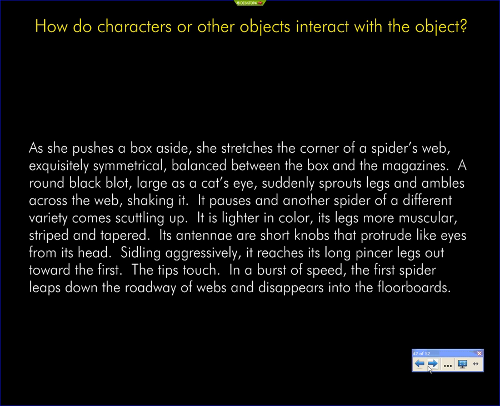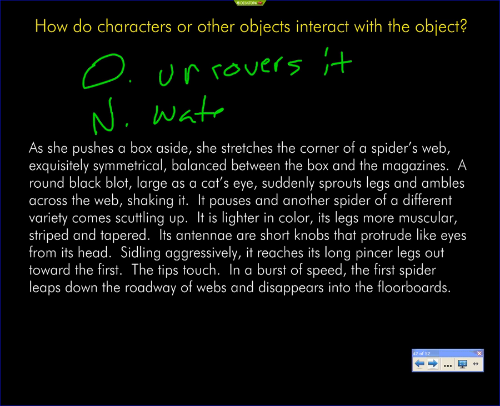Characters or other objects interact with the object. What is Obasan doing? Is Obasan watching it? She uncovers it, right? She's the one who pushes the box aside? What's Naomi doing? This is just data gathering.